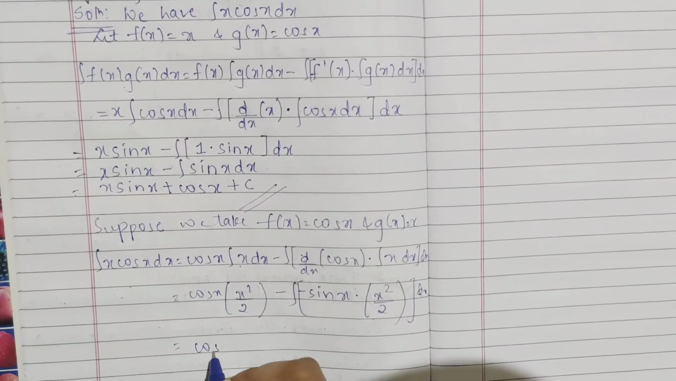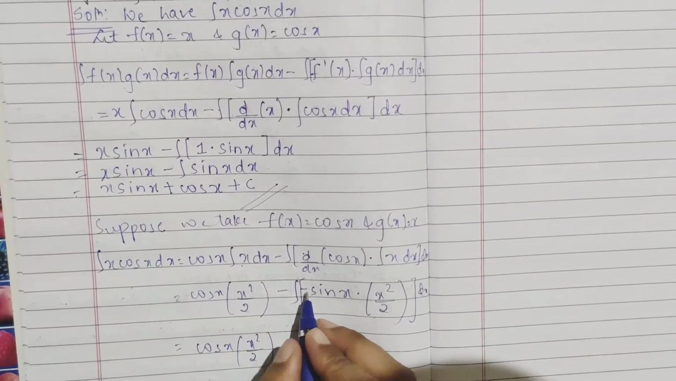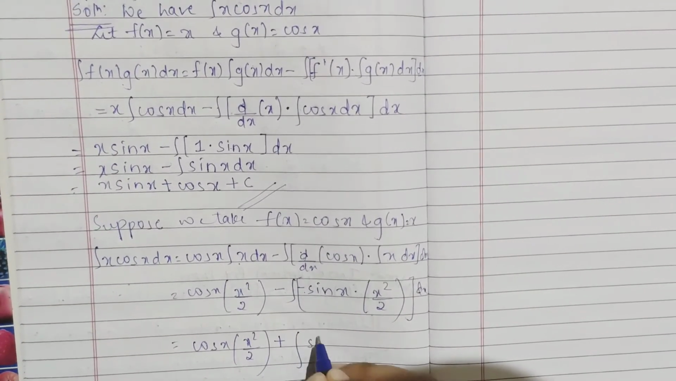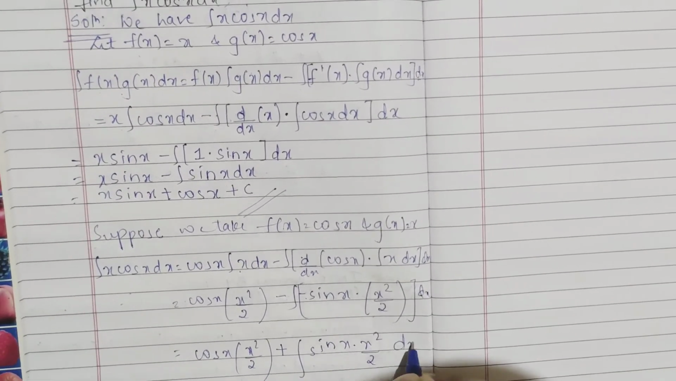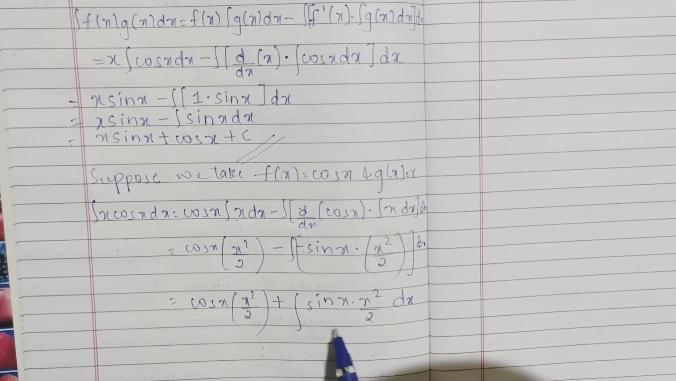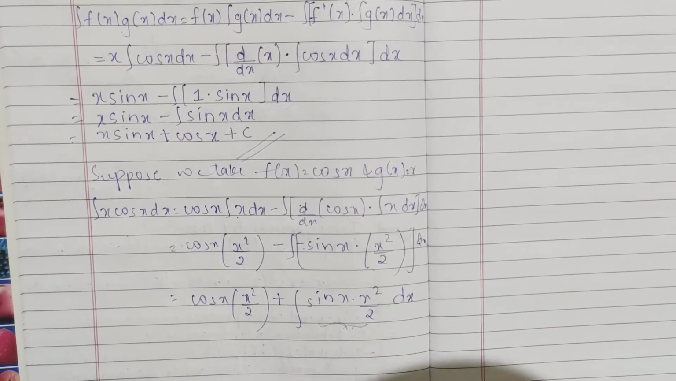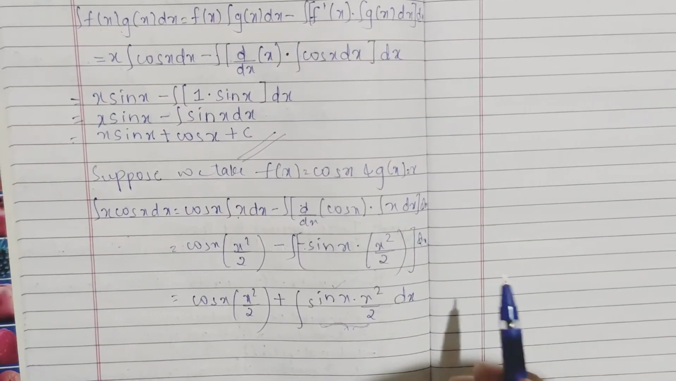into the integration of x, which is x square by 2, then the whole dx. So you will get cos x into x square by 2. If I take this minus sign outside, it will be plus, then again you will have sin x into x square by 2 dx. See, after coming here, again you have to apply by parts. Again the same procedure, considering this as f of x or g of x, your wish.